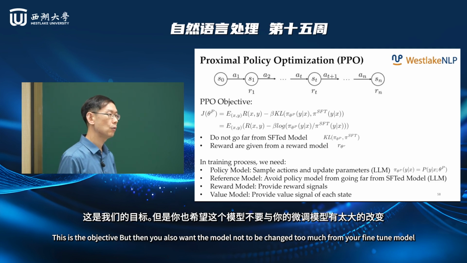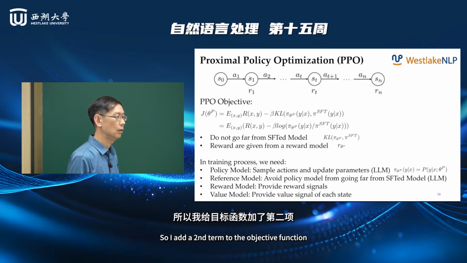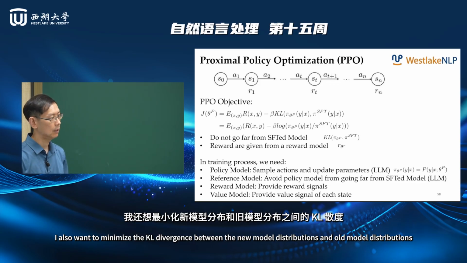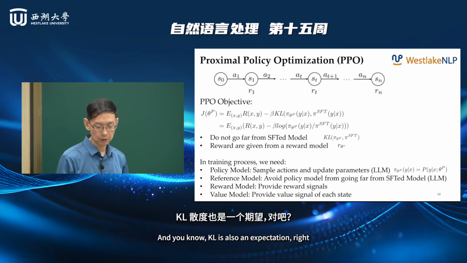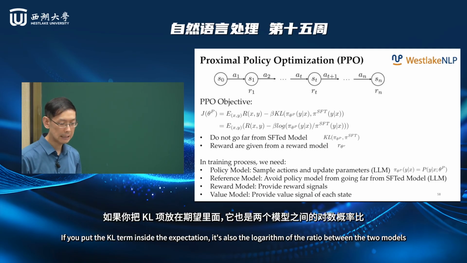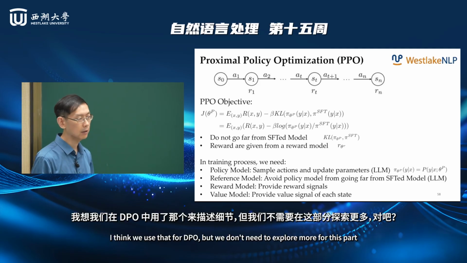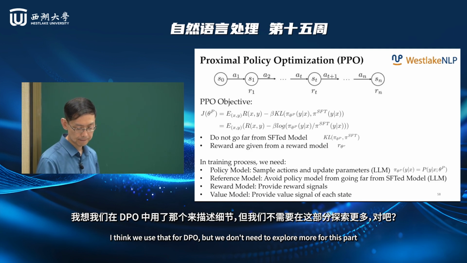But then you also want the model not to be changed too much from your fine-tuned model. So I add a second term to the objective function. I also want to minimize the KL divergence between the new model distributions and old model distributions. And you know KL is also an expectation, right? So if you put the KL term inside the expectation, it's also the logarithm ratio between the two models. I think we use that for DPO, but we don't need to explore more for this part.